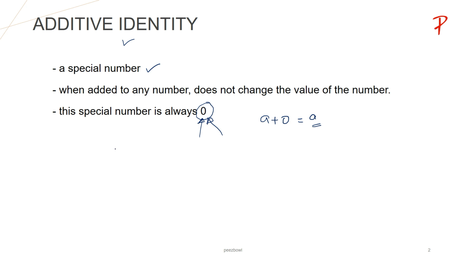Let us take a few examples. If you have 5 and you add 0 to it, you still have 5. So 5 plus 0 is equal to 5. Similarly, when you add 0 to minus 4, the result is going to be minus 4 only. So no matter what number you start with, adding 0 leaves it unchanged, like you have seen with 5 and minus 4. That's why 0 is called additive identity.